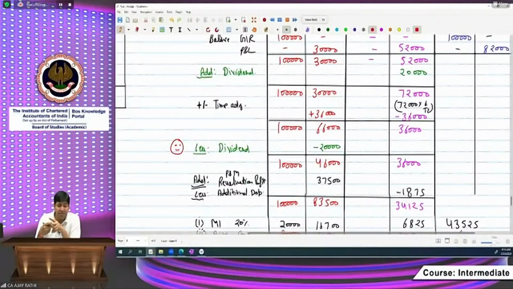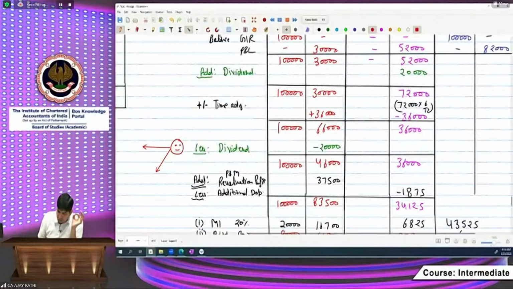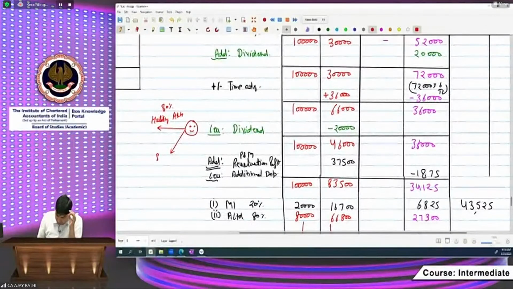Out of such dividend, the dividend amount which belongs to us, one is the holding company's part, that is A Limited. That is how much? Of course, 80%. And the other part is the subsidiary company's minority part, 20%.